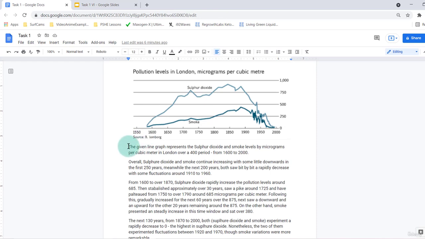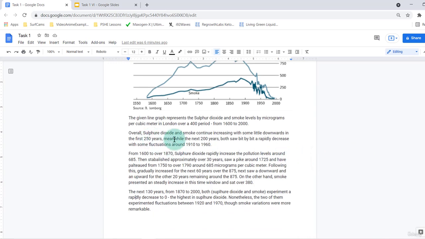And let's have a read through. The given line graph represents the sulfur dioxide and smoke levels by micrograms per cubic metre in London over a 400 period from 1600 to 2000. Overall, sulfur dioxide and smoke continue increasing, with some little downwards in the first 250 years. Meanwhile, the next 200 years both saw bit by bit a rapidly decrease, with some fluctuations around 1910 to 1960.